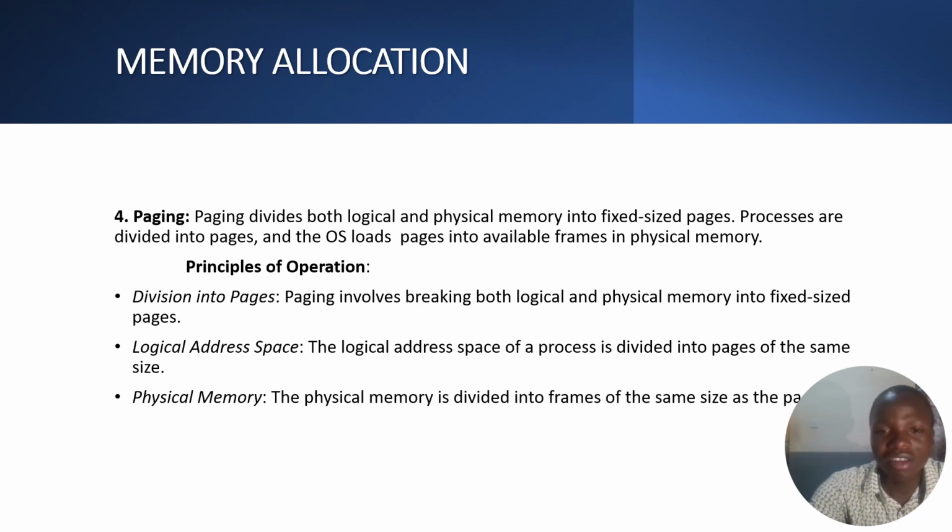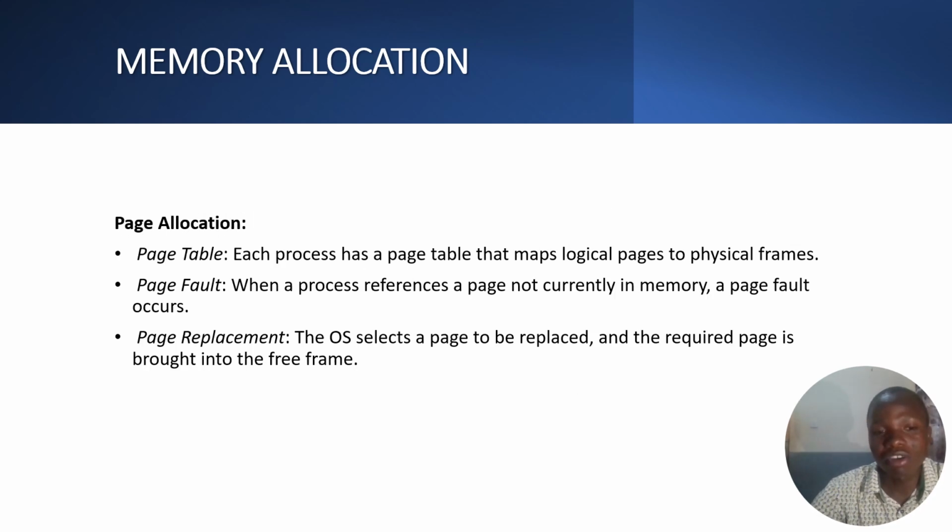After dividing the logical address space into pages of the same size, we go to the physical memory, where the physical memory is divided into frames of the same size as the pages, meaning these frames have to be of the same size as the pages divided in the logical address space. That's the principle of operation, that's how paging operates. And then page allocation: we have a page table, a page fault, and page replacement.